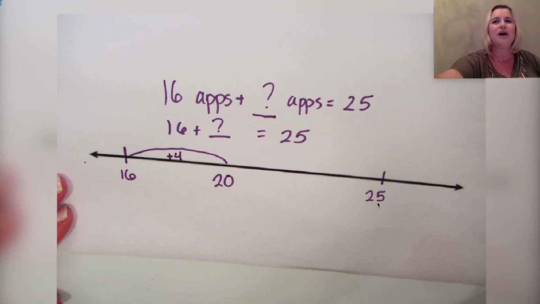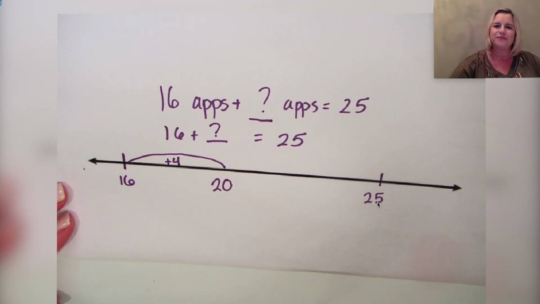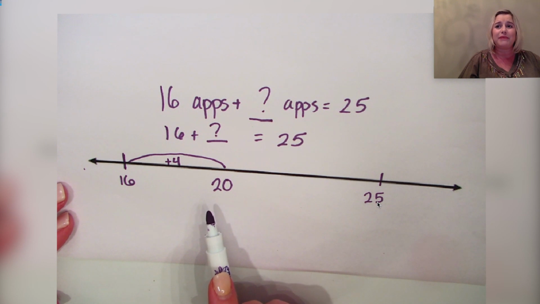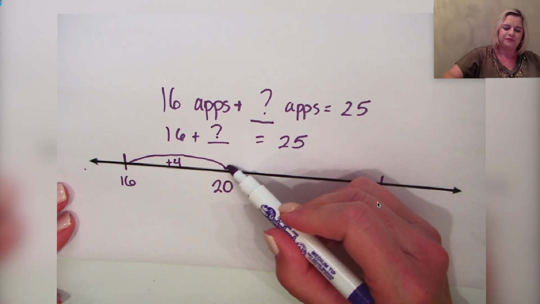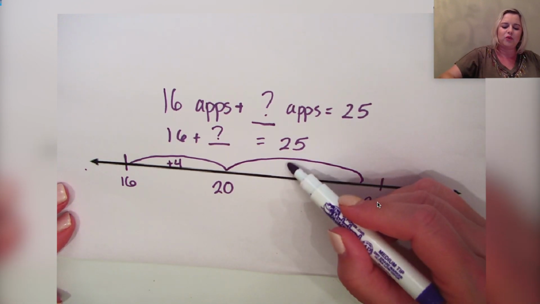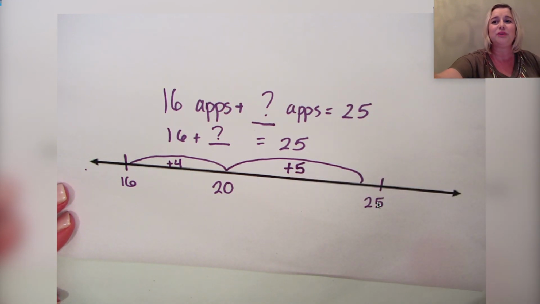Wonderful job. Are we at 25 yet? Good catch. We're not at 25 yet. How can we easily get to 25? Exactly. From 20, I can count by fives to get to 25. Watch as I model the next jump. And I'm going to label it plus 5 because I know 20 to 25 is 5.